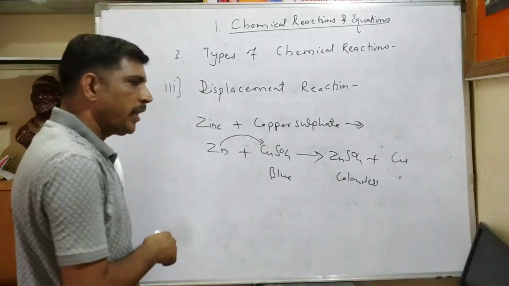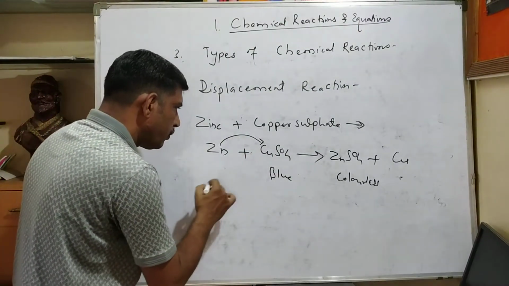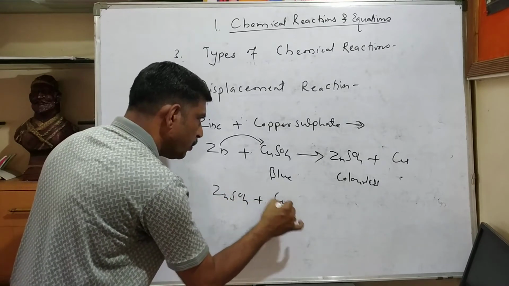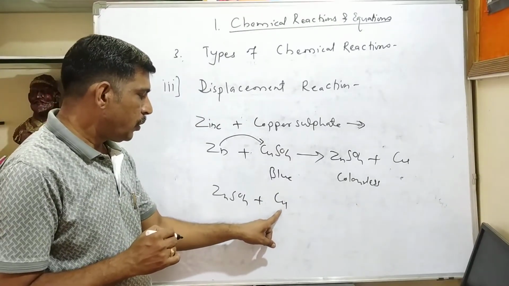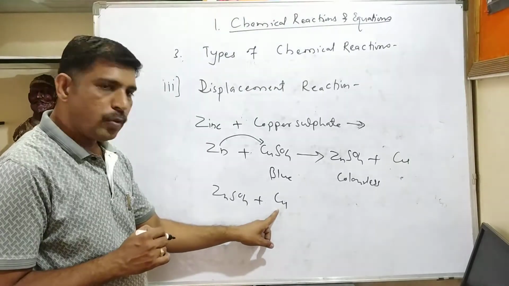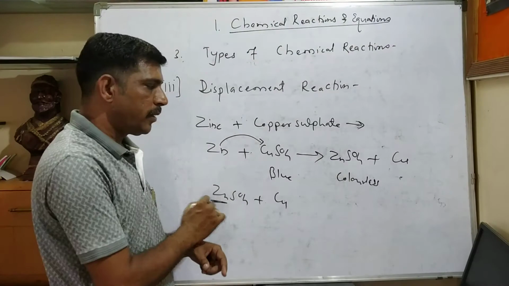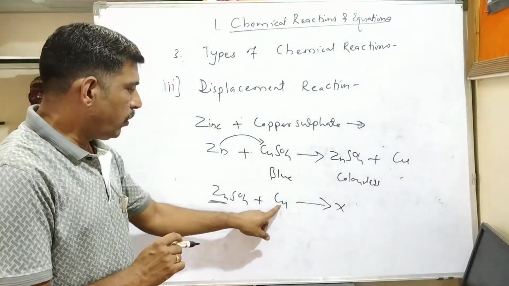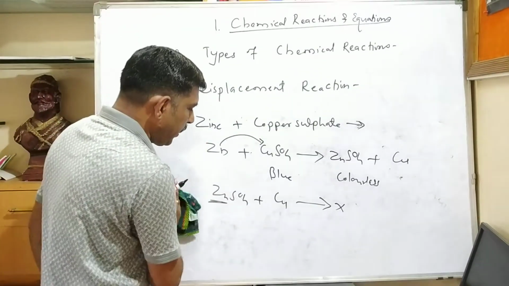Suppose you take the reverse reaction, for example, ZnSO4 with Cu. When Cu is treated with zinc sulfate, Cu doesn't have the ability or capacity to remove the zinc, so this reaction will not take place, because copper is less reactive than zinc. I will take another example.